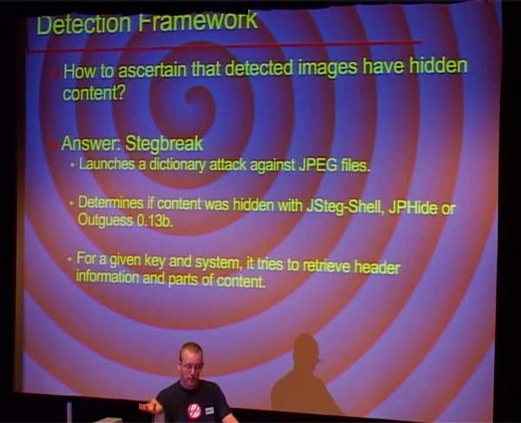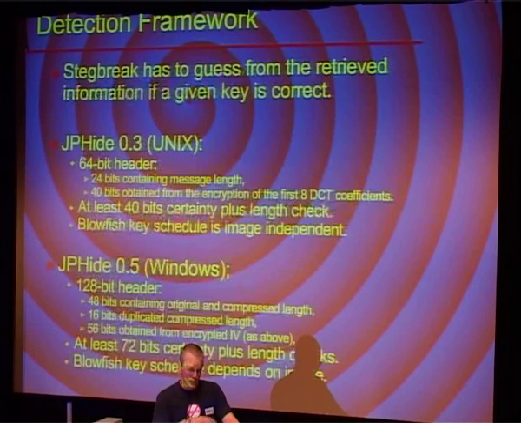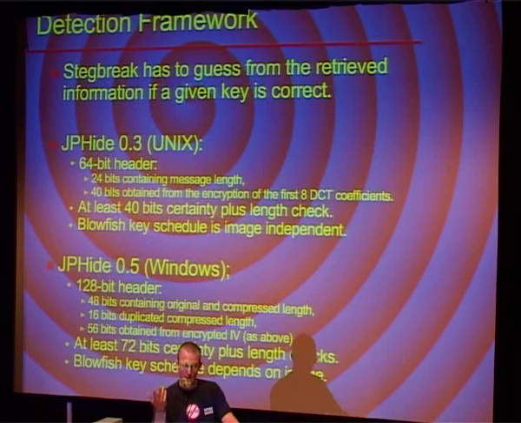And I can do that for JSteg shell because that uses exceptions. I can do it for JPHide and outguess. And for a given key system, we read the header and parts of the content and use that information to see if we get the correct key. Because if you give some random key, every system will give you some kind of content. And you still need to determine if that's good content.